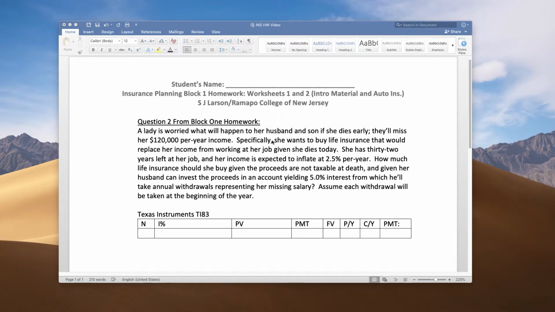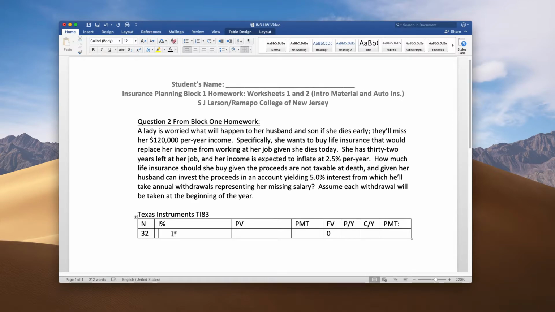And there's no mention of a final amount, like at age 67 that he needs another $1 million to fund his own retirement. So the future value I'll put in as 0. There's no mention of anything like that. She just wants to replace her income from her working career. So it seems that he has his own retirement plan. We're not going to worry about that.